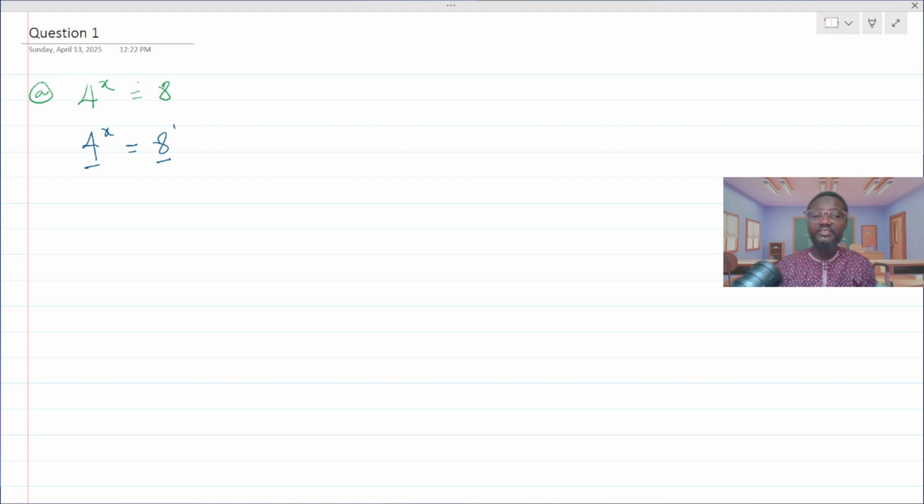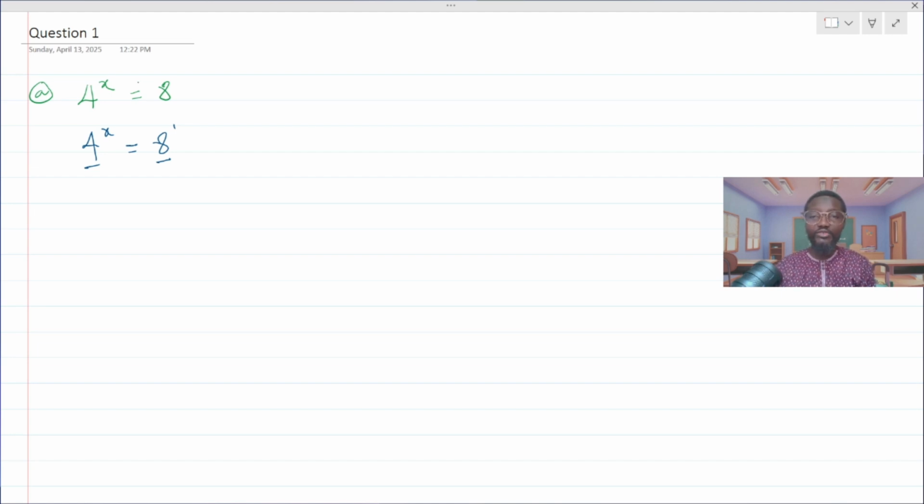So since they are not the same, the only thing I have to do is make them the same. If you look at the question, the bases are not the same. 4 and 8 are not the same. And in order to solve for x, they must have the same base. So what can I do to make them the same?